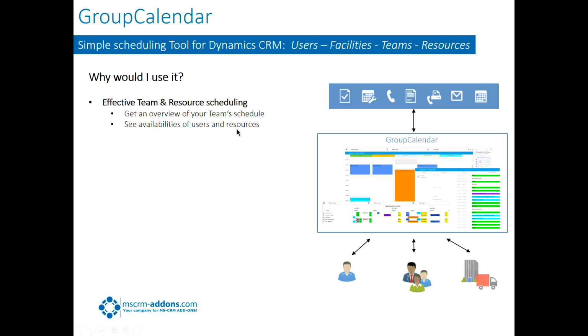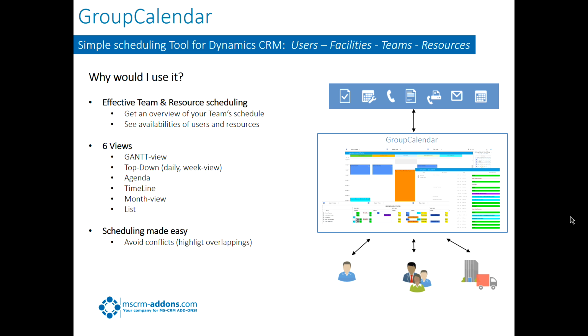You get an overview of your team's schedule really, really simply. You see the availability of all users and resources. There's 6 different views that you can use. We have a Gantt view, a top-down view for daily and weekly, an agenda, a timeline, a month view, and a list view. So there's a lot of different views that you can use. It's scheduling made real easy. You're able to avoid conflicts because it highlights your overlaps. You're able to basically just see everything really, really quickly and easily. And it's got drag and drop rescheduling. So it makes that really, really simple.